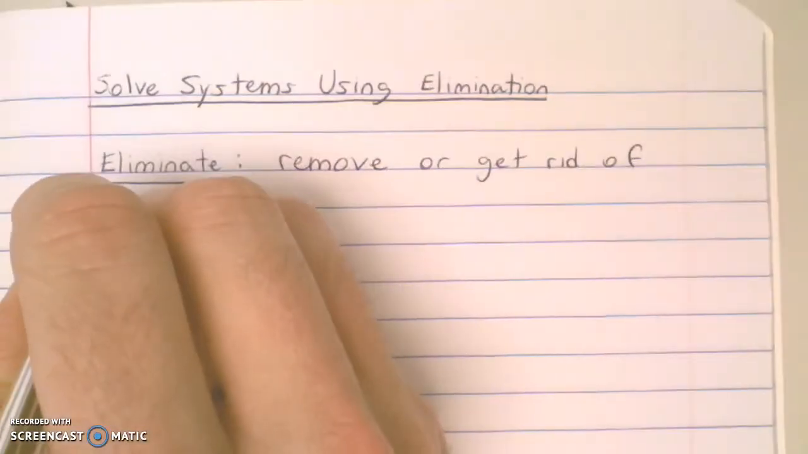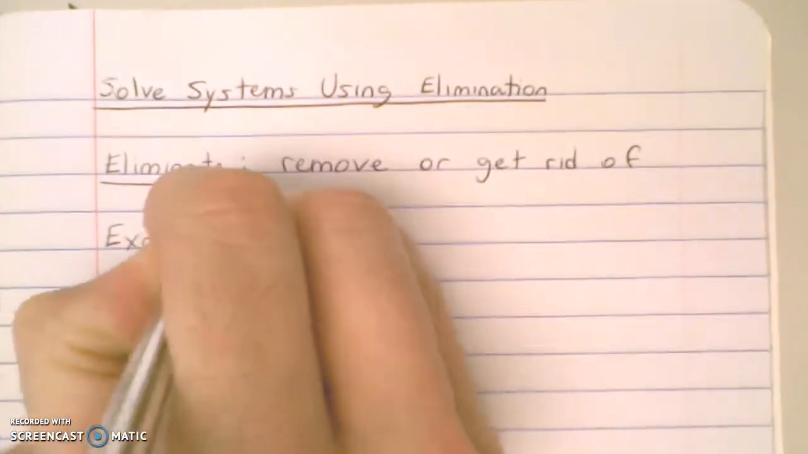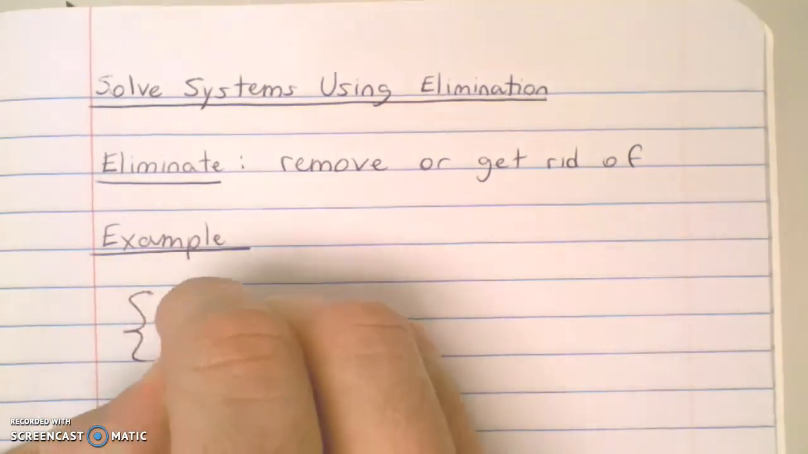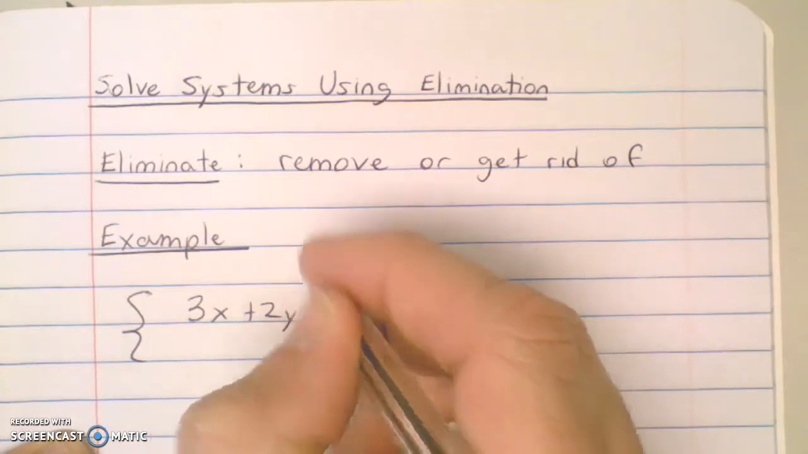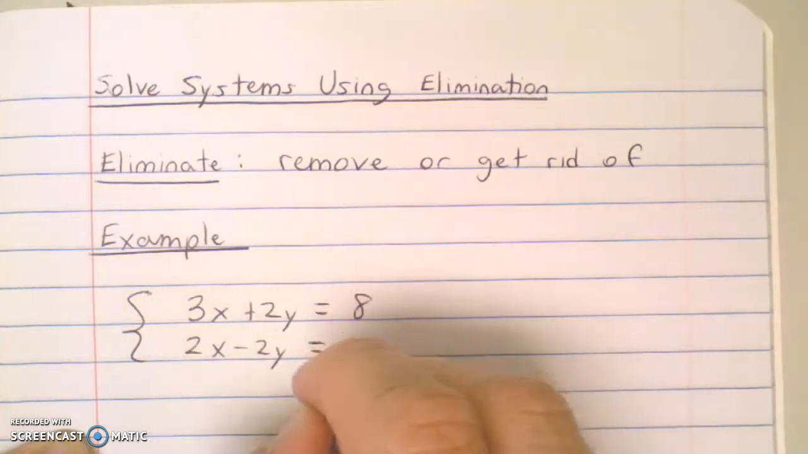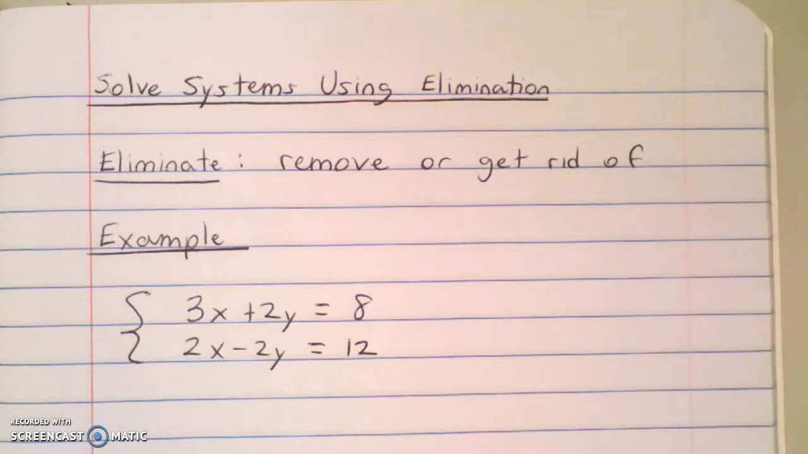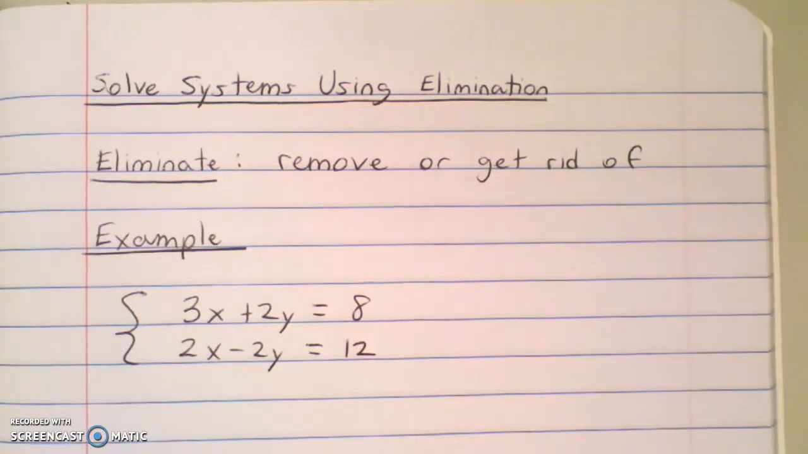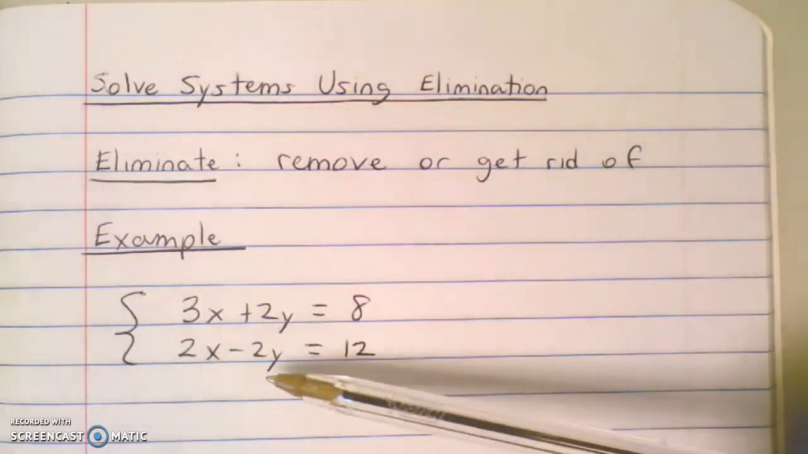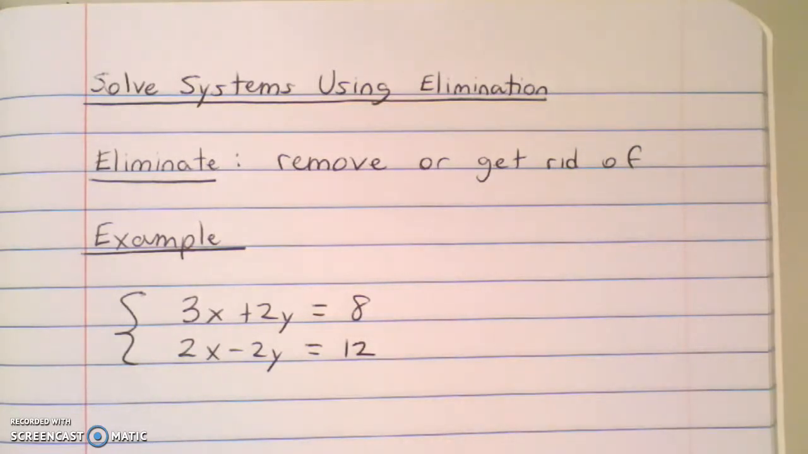So let's say I gave you this example. We have a system of equations. So we have our bracket, and then we have the two equations. 3x plus 2y equals 8. 2x minus 2y equals 12. So we wouldn't do graphing with this problem because these equations aren't set up to graph. And we also wouldn't do substitution because we don't have one of the variables solved for. So here we have elimination because what you see are the x's lined up on top of each other, then an operation in between, and then the y's lined up on top of each other. So this is called standard form. So both equations are in standard form.